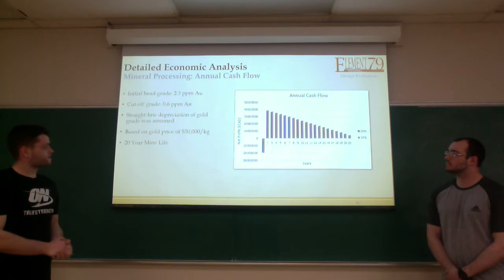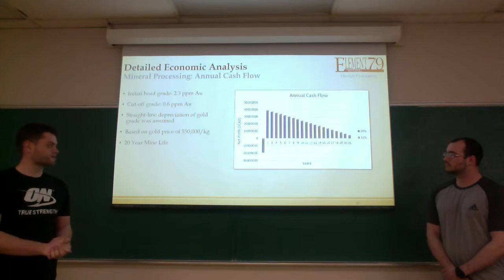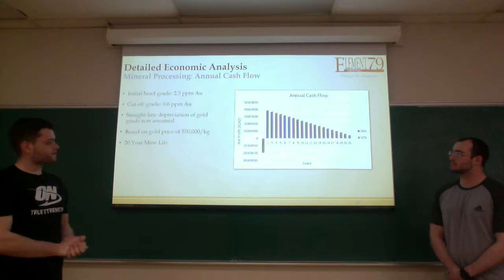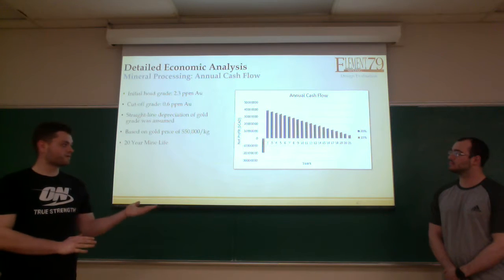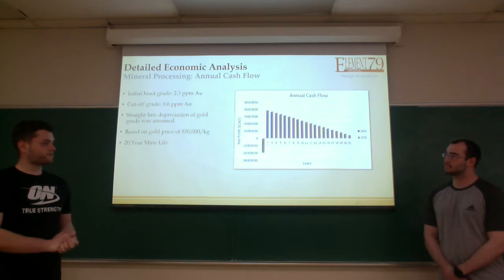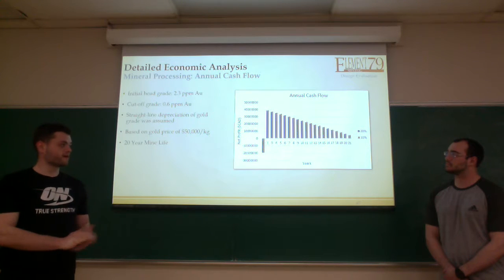If we go to the next slide, we can see the annual cash flow. This was based on a gold price of $50,000 per kilogram of gold on a 20-year mine life. There's a very low FCI for flotation, meaning that the plant is basically making a large sum profit immediately after the first year until the end of the lifespan.